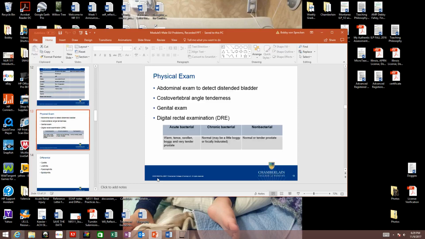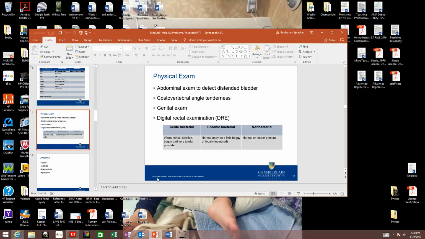The physical examination should include an abdominal examination to detect a distended bladder and costovertebral angle tenderness, a genital exam, and a digital rectal examination. A digital rectal examination should be performed gently because vigorous prostatic massage can induce bacteremia and subsequently sepsis.